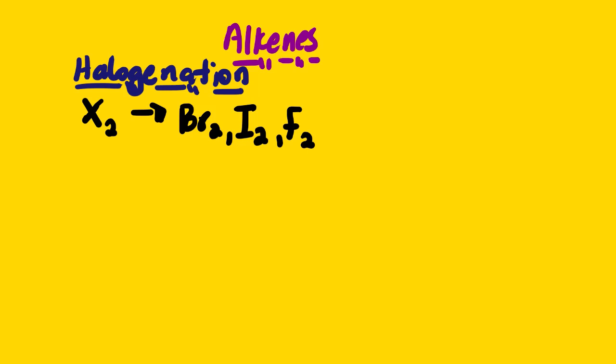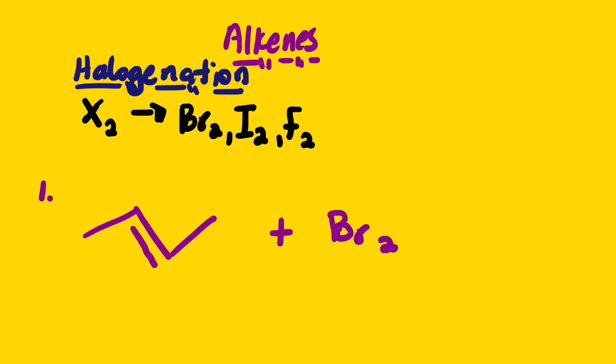So let us look at our first example. Suppose we are reacting a butene. It's actually but-2-ene. We are reacting it with Br2. The concept is simple. When we add a diatomic halogen molecule to an alkene, you should know this.